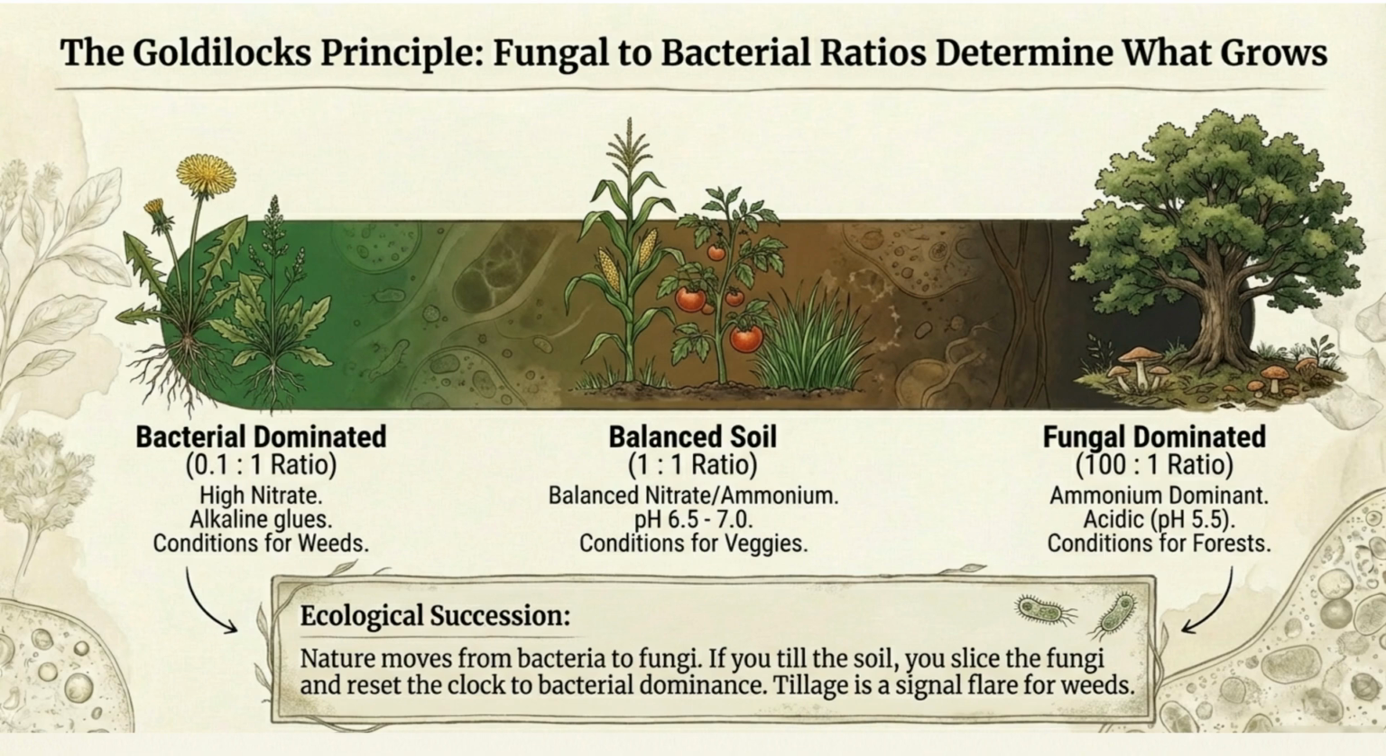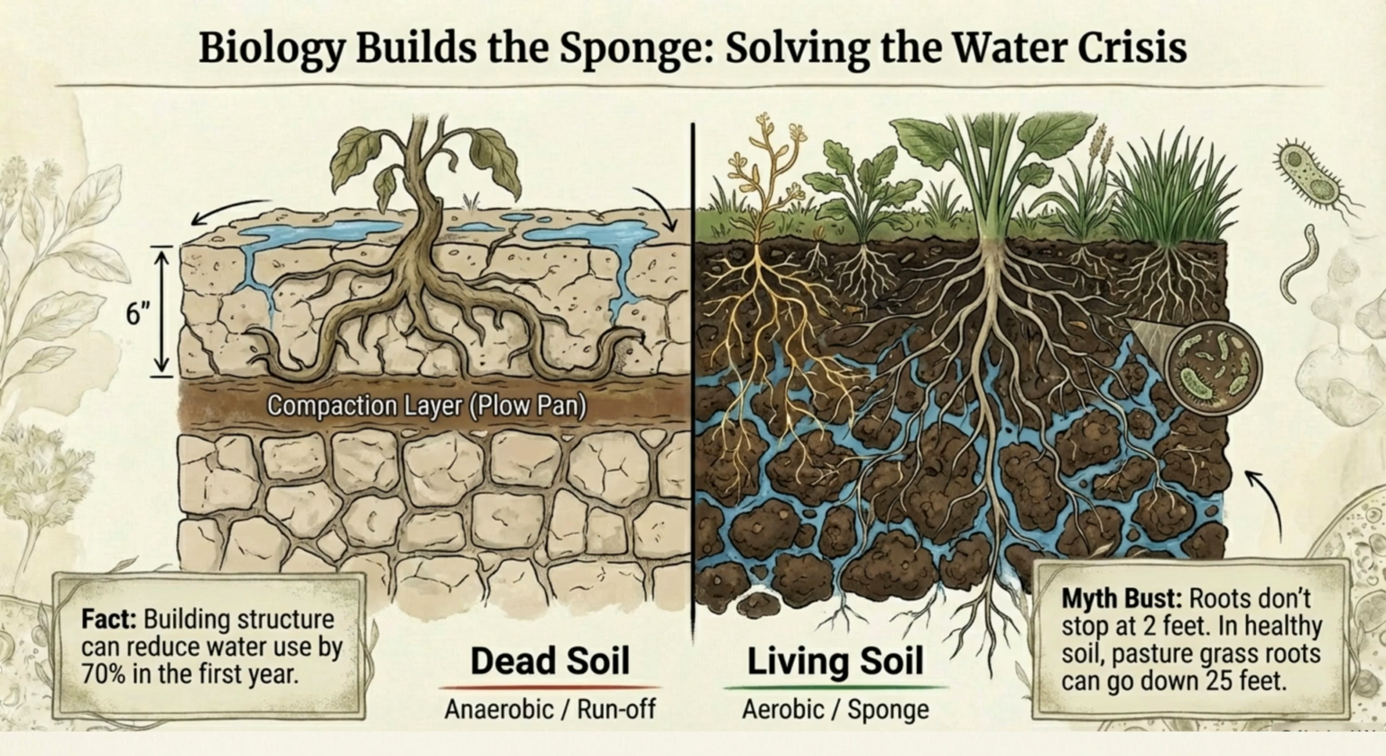The Goldilocks principle shows that fungal to bacterial ratios determine what grows. Bacterial-dominated soil leads to weeds, while a balanced soil supports vegetables. Fungal-dominated soil favors forests. Tilling the soil slices the fungi and resets the clock to bacterial dominance, signaling the conditions for weeds.